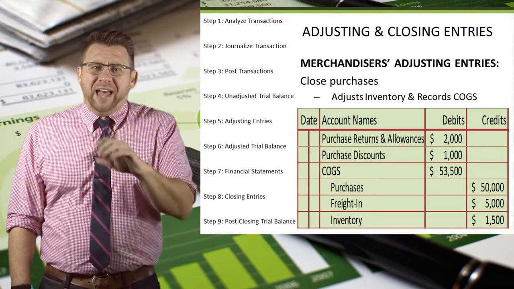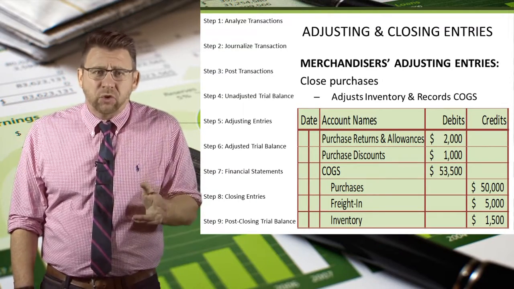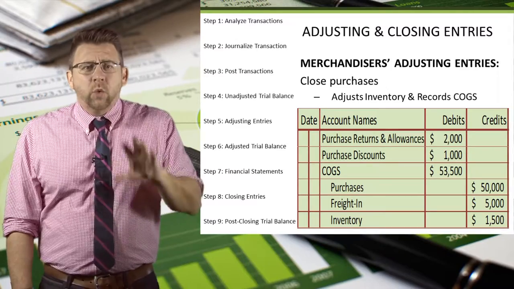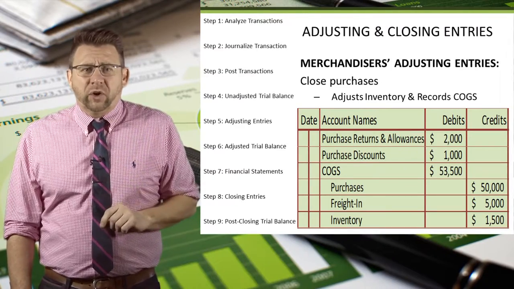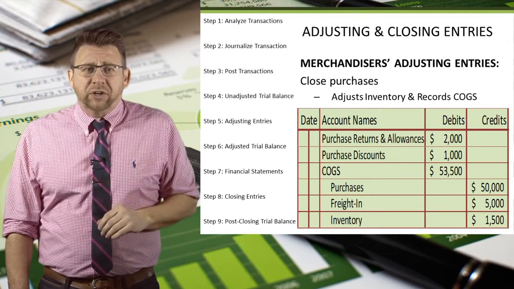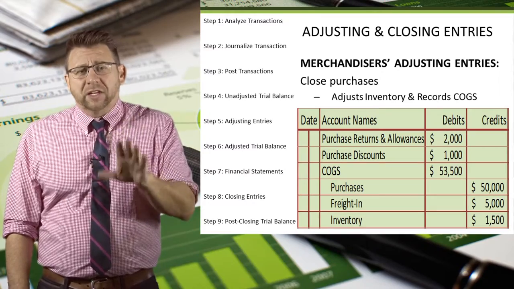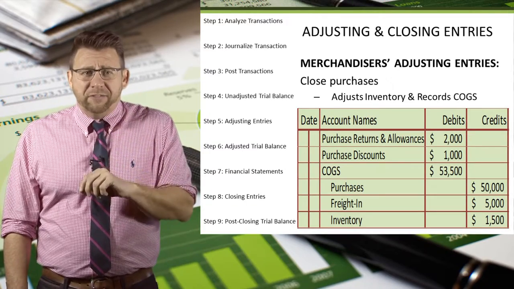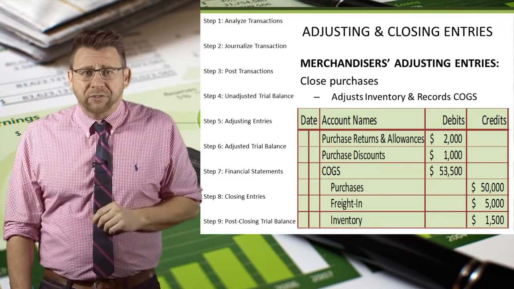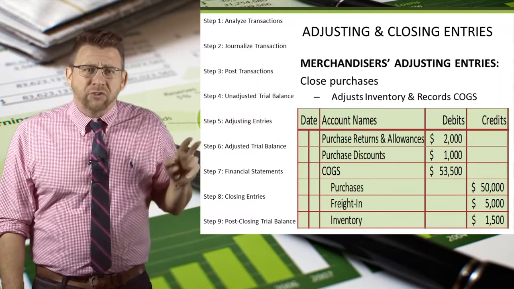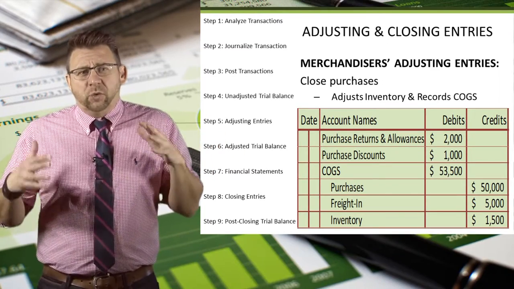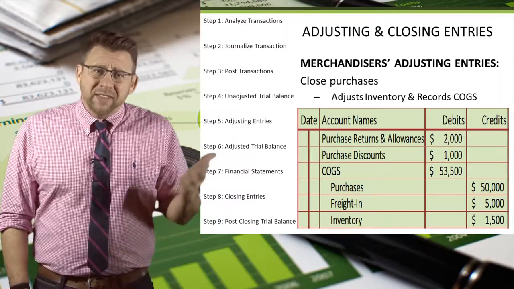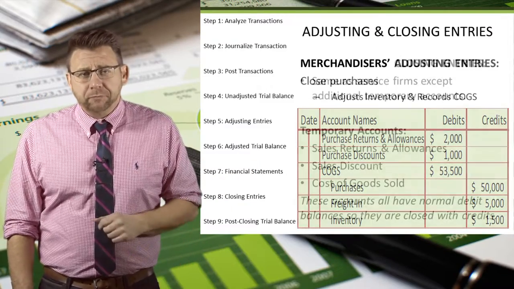We don't actually have accounts called beginning inventory and ending inventory. So we would just credit the inventory account $1,500 to reduce the balance from $20,500 to $19,000. That prior entry was more to aid you with the conceptual understanding. This is how it's actually done.